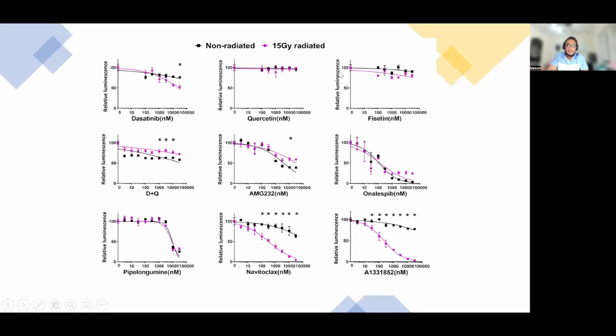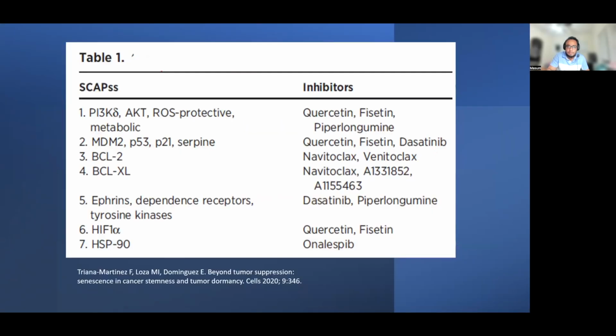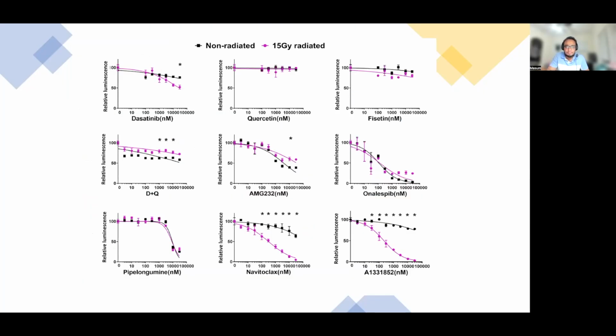If we look at this data, I'm taking a moment for the viewers to understand and find the candidate drug that looks like drug B, the drug that selectively killed the radiated cells. In this slide, the black data points are the non-radiated cells, and the purple data points are the radiated, or senescent, cells. Looking at these two drugs, navitoclax and A133, these two drugs selectively killed the radiated cells but not the non-radiated cells. That means these drugs selectively killed the senescent glioma cells.